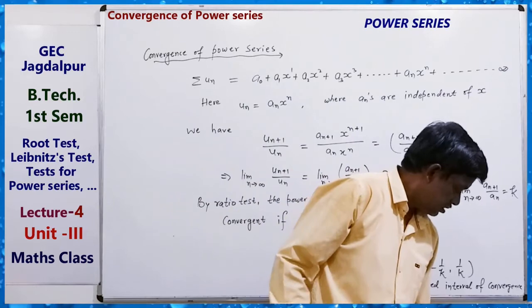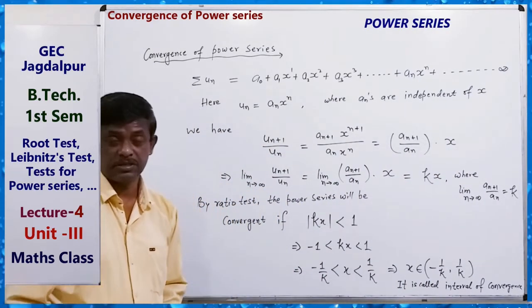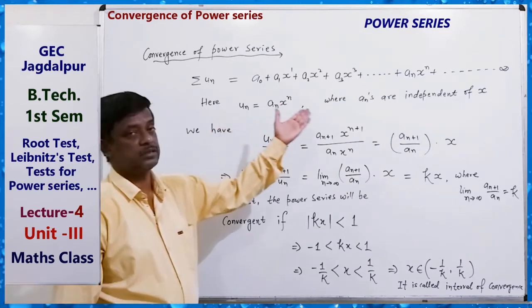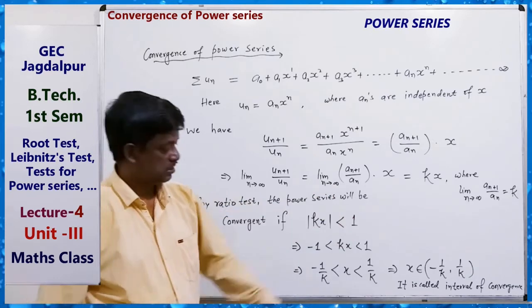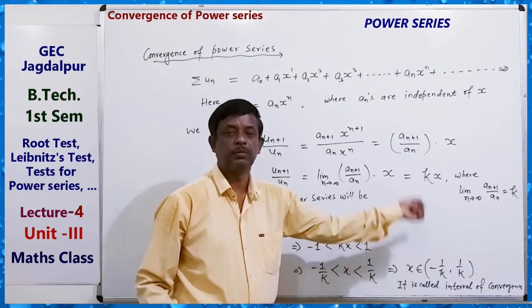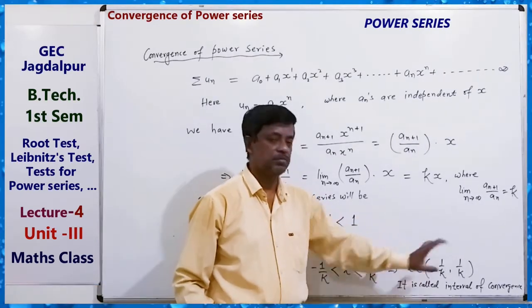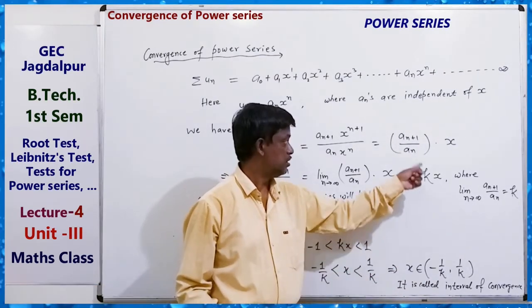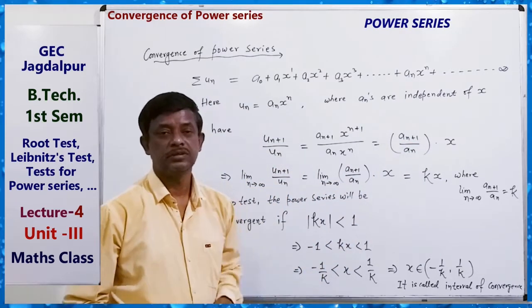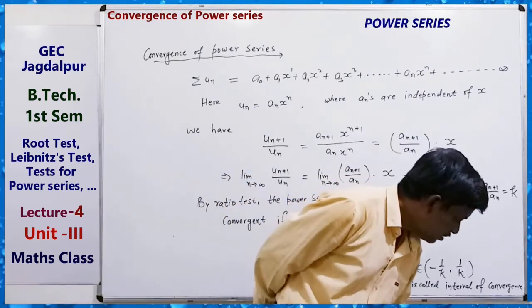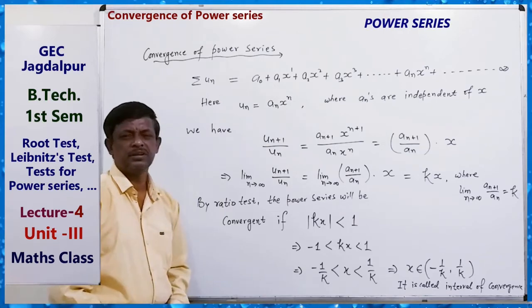So for the power series, for which values of x is the series convergent? For these values of x, that is the interval of convergence of the power series, which is minus 1 by k to 1 by k, where k is the limit of n plus 1 upon n. Okay, so remember it for solving.